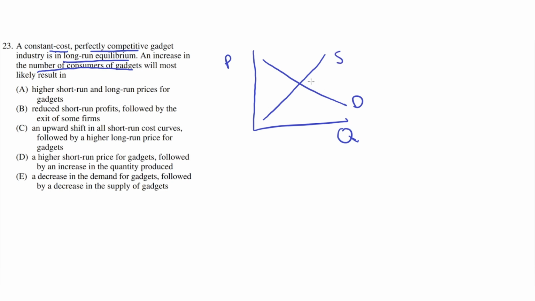So an increase in the number of consumers means an increase in demand. So an increase in demand would relate to a shift in demand to the right. And looking at this change, the demand shifts to the right, and the quantity increases compared to the original quantity, and the price increases compared to the original price. So the price is greater than the original price, and the quantity is greater than the original quantity.